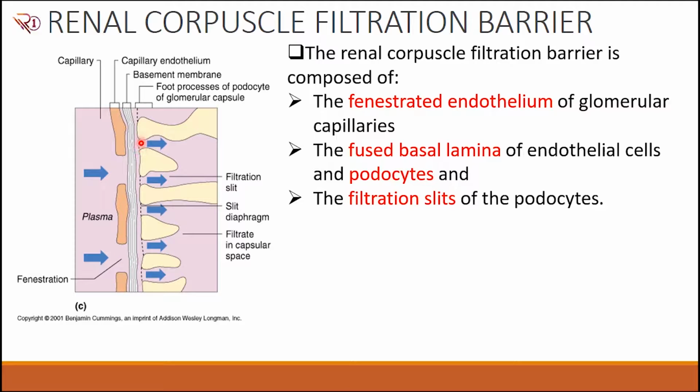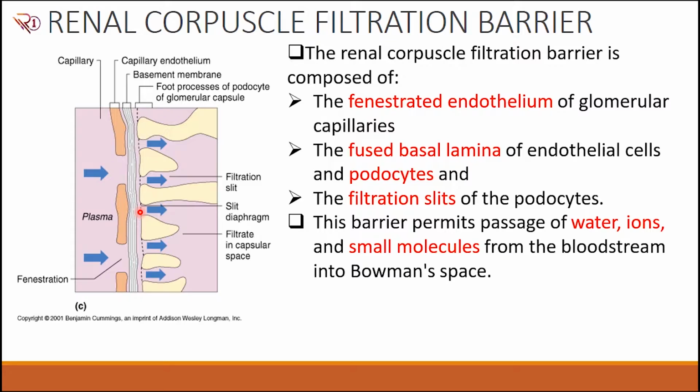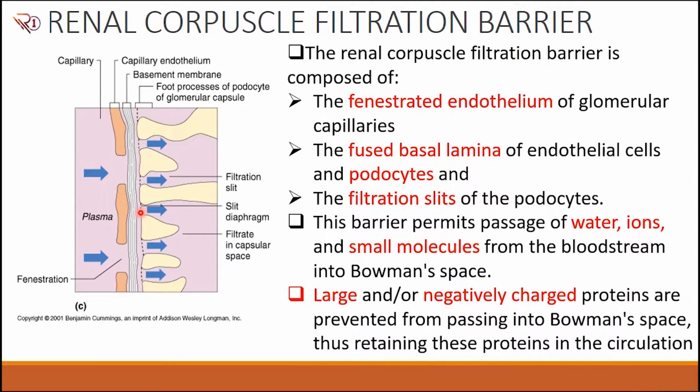Now, in between them, we have this diaphragm, at the filtration slit. In between them, we have what we call the slit diaphragm, which further filters the molecules that pass through. So now this barrier permits passage of water, ions, and small molecules from the bloodstream into the Bowman's space. And of course, large and negatively charged proteins are prevented from passing into the Bowman's space. Why? Because proteins are negatively charged, and secondly, they are large in size. So definitely they can't be allowed to pass through.